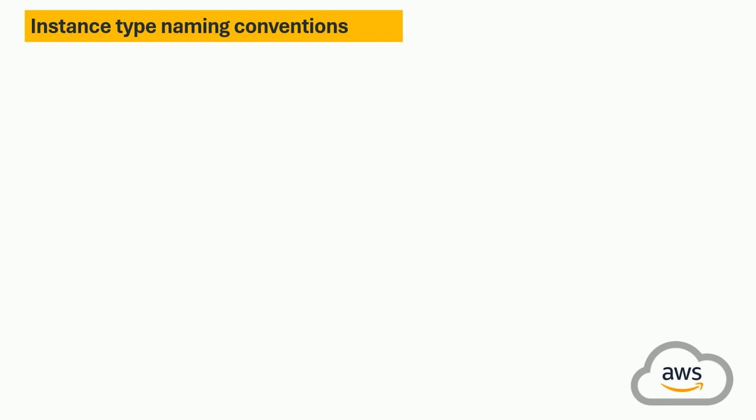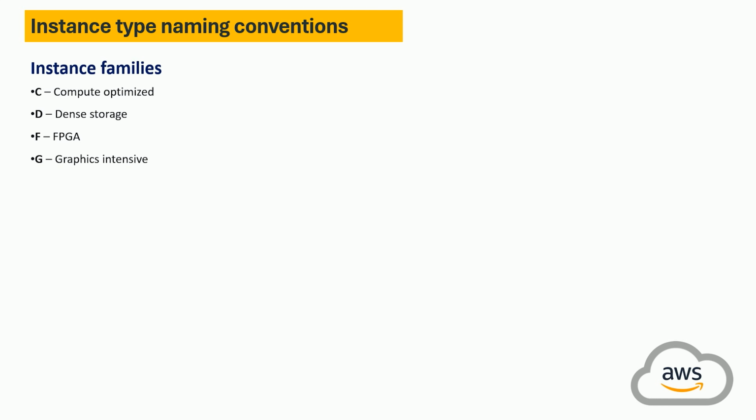Instance type naming convention. So, here are few instance families and their nomenclature. Basically, how we have made the instance families. Like here, see, C indicates compute optimized. And what is compute optimized? This is the family in which CPU will be provisioned more as compared to memory, where load is compute intensive. So, this is C, compute optimized, then D, dense storage, then F, FPGA, G, graphics intensive, HPC, high performance computing.